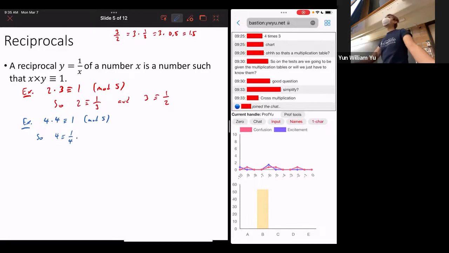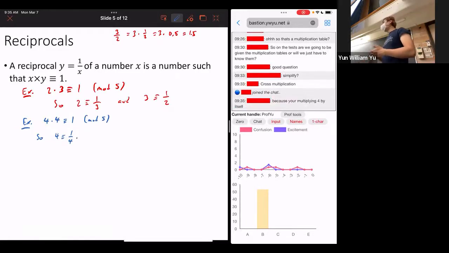And I'll give you a hint. When you're working with ordinary integers, well, yes, because you're multiplying 4 by itself. When you're working with ordinary integers, when is a number its own reciprocal? So let's suppose that we're working with ordinary integers. When is x times x equal to 1? When is that the case? Or put it another way, when is x squared equal to 1?